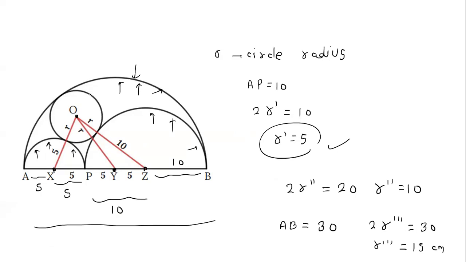Now we know the radius of the different semicircles. We calculated these from the given distances: PA is given as 10 and PB is given as 20, and AB we calculated as 10 plus 20, 30. And out of these we calculated the radius of the different semicircles.